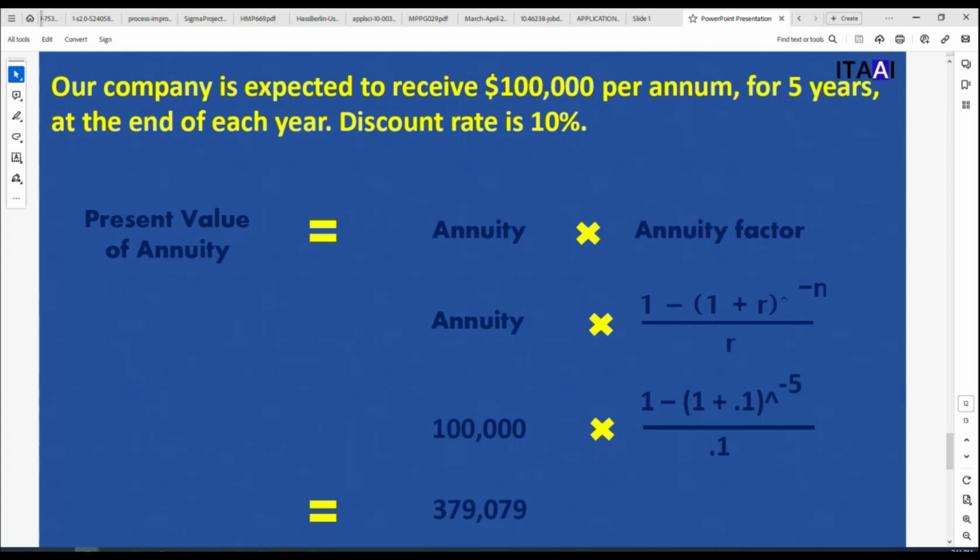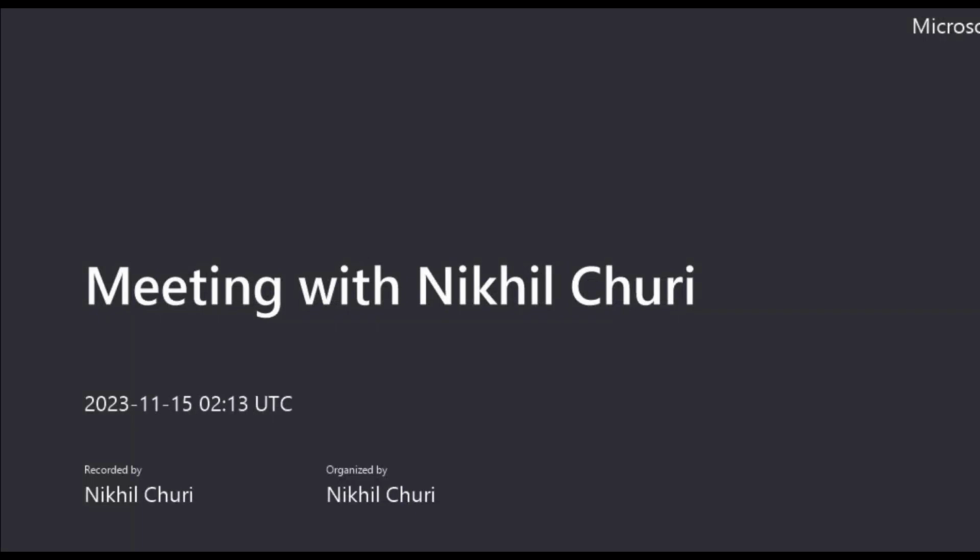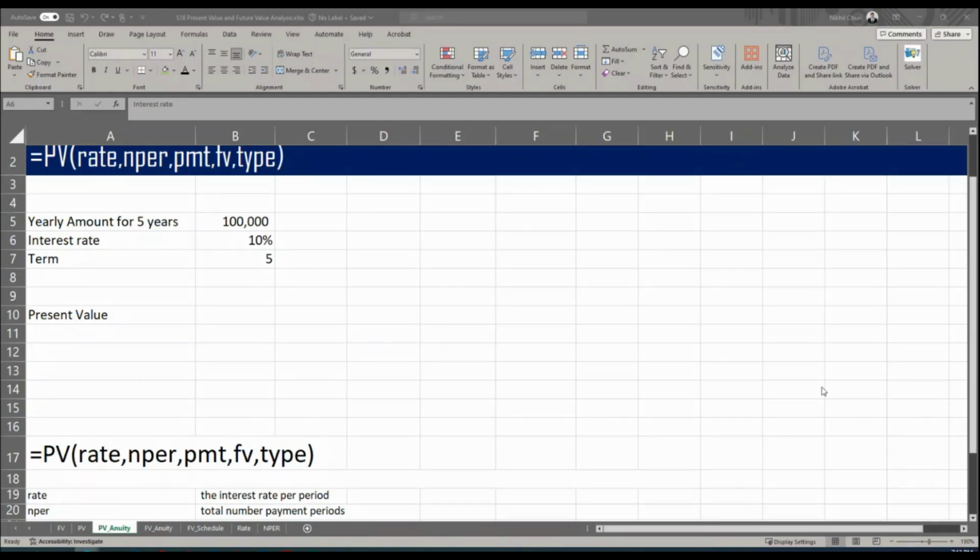Now, technically we won't have to use this formula. We will be using Excel. So let's solve this type of problem in Excel. Let us solve the same scenario, but this time using Excel.